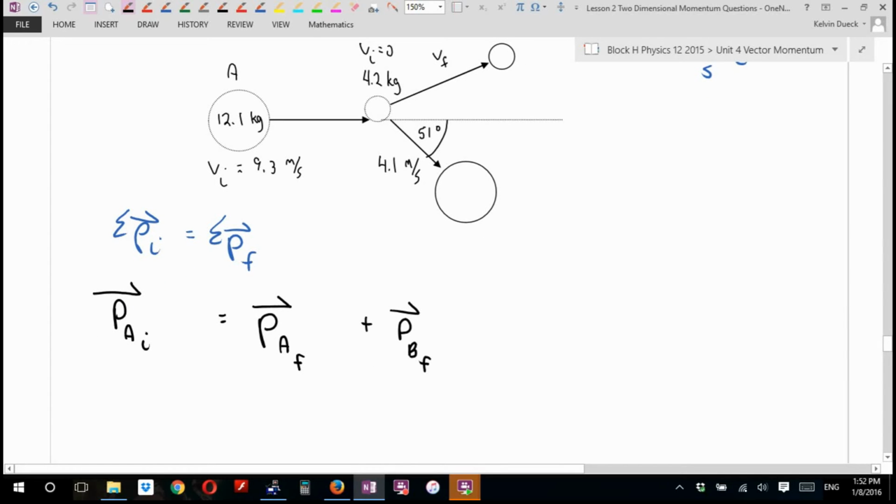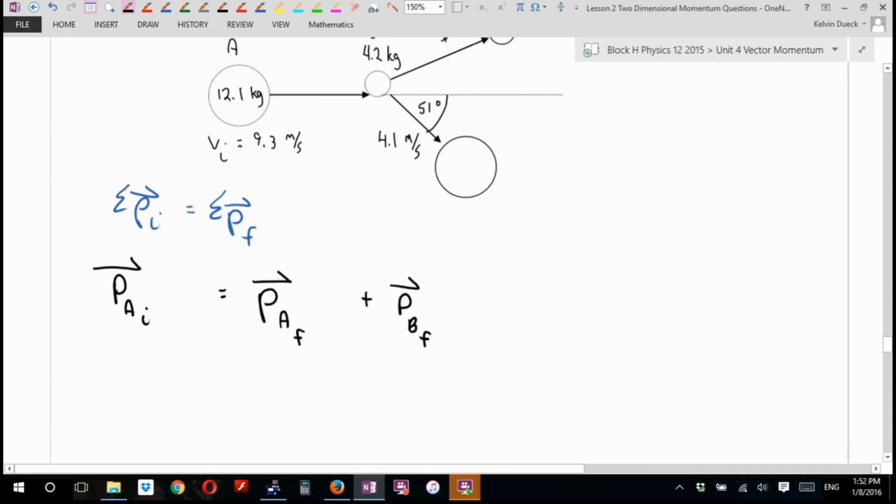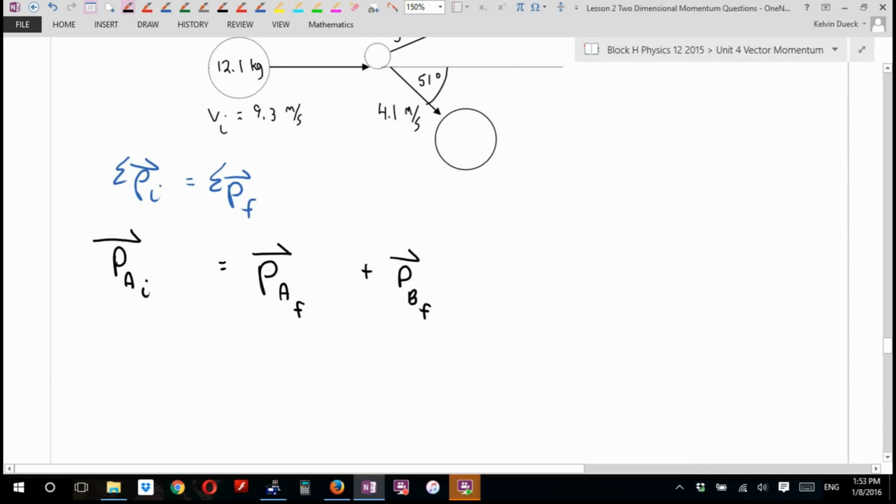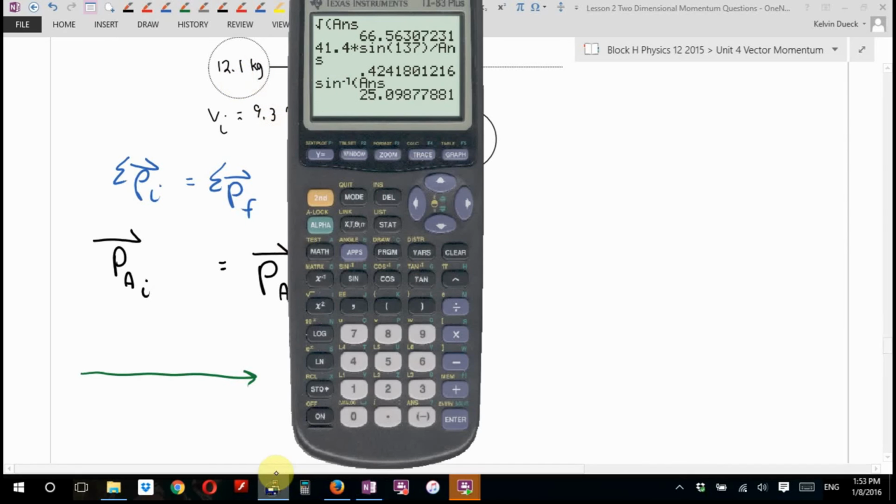Angles? Oh. See, hopefully you're appreciating what I said a couple of days ago, when I said if it's a nice straight line, just letting right be positive and left be negative, you're able to just divide and get there. And okay, let's help. Do I know what the initial momentum of object A looks like? Looks like that. How big? Mass times velocity. 12.1 times 9.3. Don't round off.